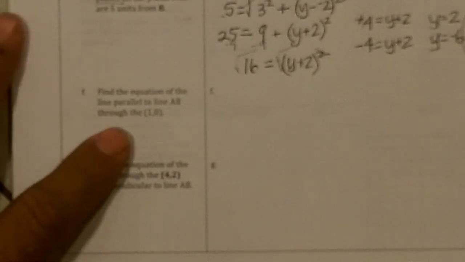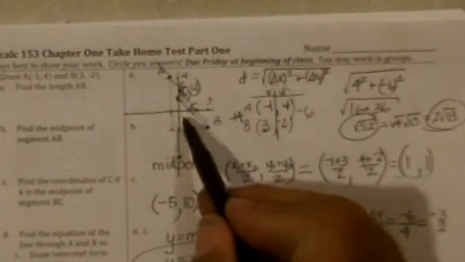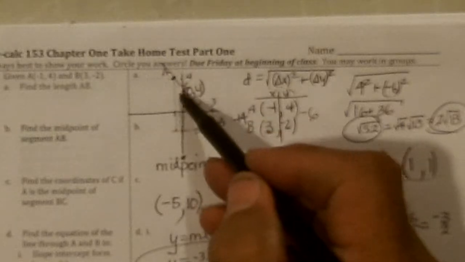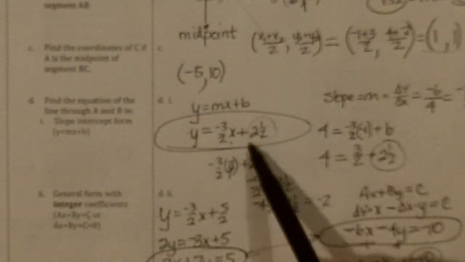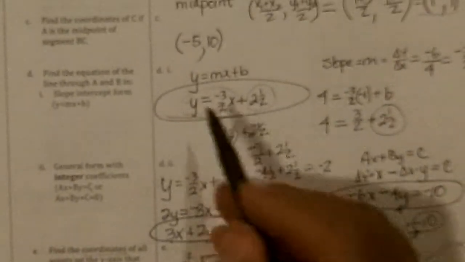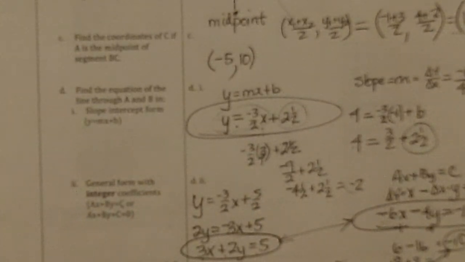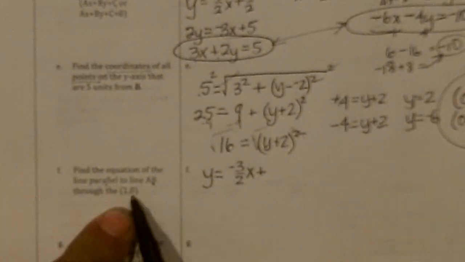Now, the next one says, find the equation of the line parallel to AB. So, parallel to the line through AB, but going through (1, 0). Well, this line's close to it, but it's not quite there. It's going to have to adjust the y-intercept. So I'm going to throw out the 2.5, but keep the rest of it so it's got the same slope. I'm going to do it with this equation and with this equation. But I'll do it with this equation first. So I'm going to say it's going to be y equals negative 3/2 x, but it has to have a new y-intercept so that the (1, 0) works in the equation.